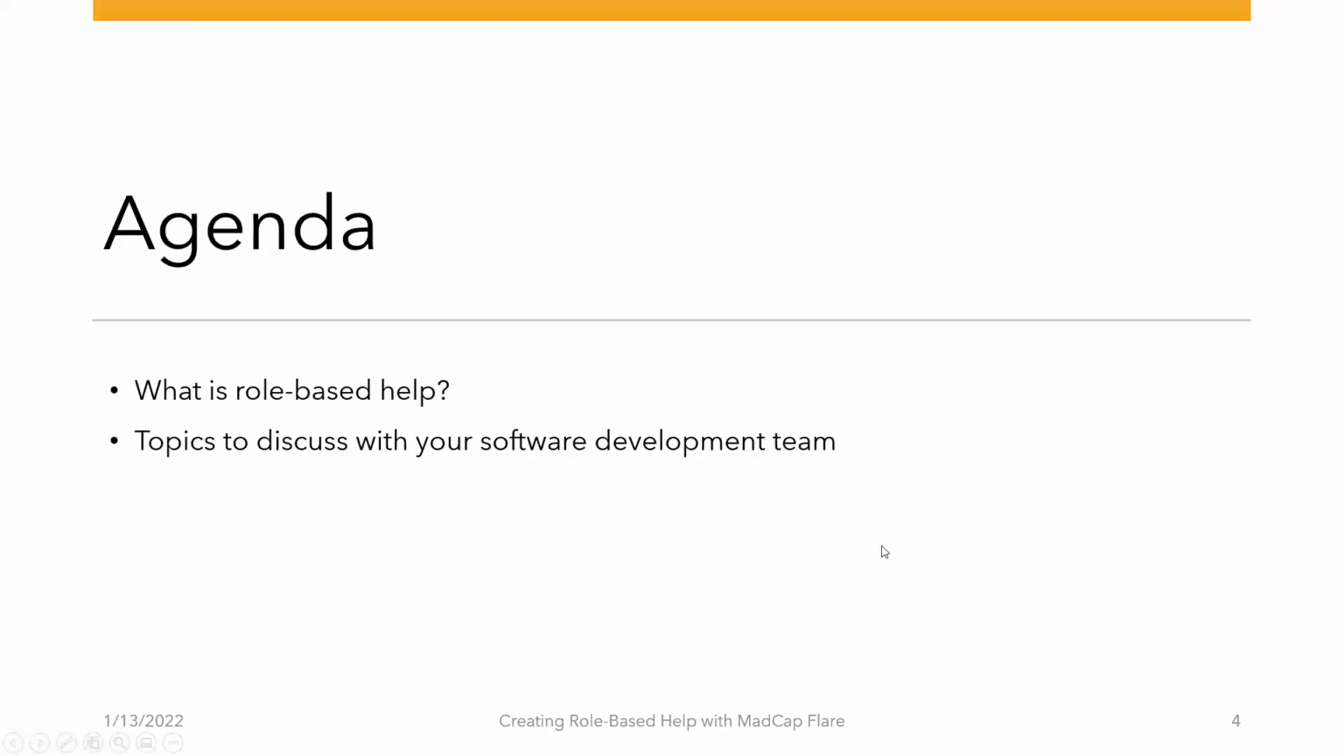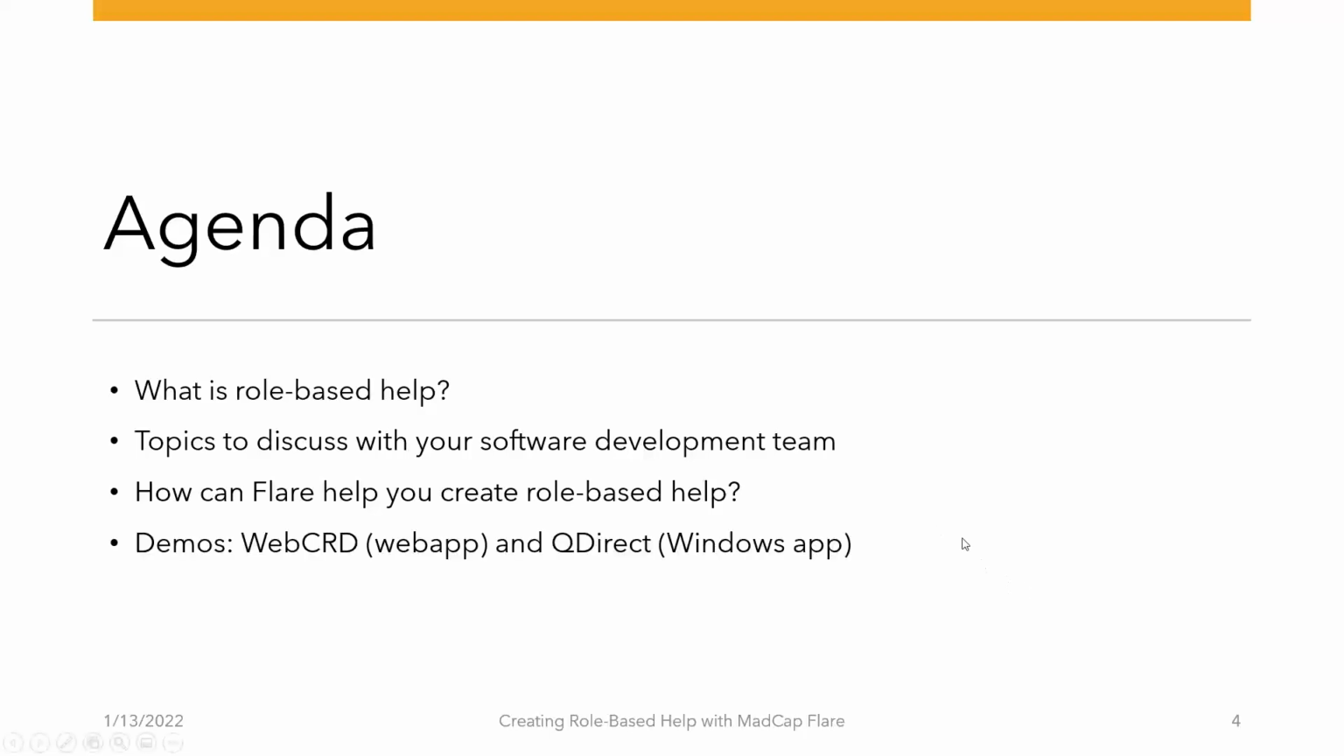Okay, so let's get started. Here's what we're going to be talking about today. First, I'm going to define how I'm using the term role-based help. Then I'm going to cover some important topics to discuss with your software development team, ideally before you start developing your help. Then I'll talk about what Flare features you can use to support role-based help. And finally, I'm going to show you how we implemented role-based help for two different RSA applications. The first one is WebCD, which is a web app, and the second one will be QDirect, which is a Windows app.